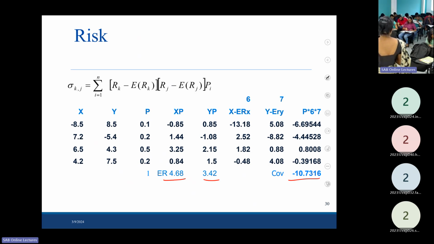Because the covariance is negative, minus 10.73. So this is a small number. So you can see the negative correlation is also not very strong. So that's not a very strong negative relationship, but anyway they are moving in the opposite direction.